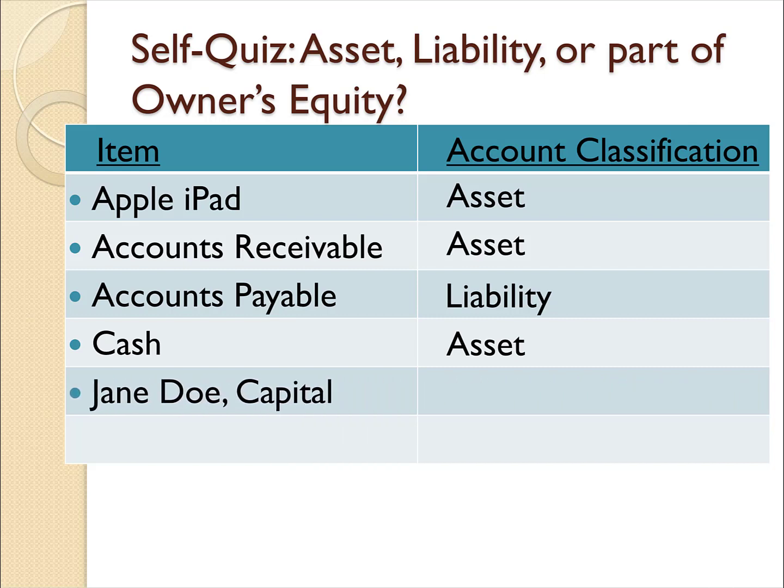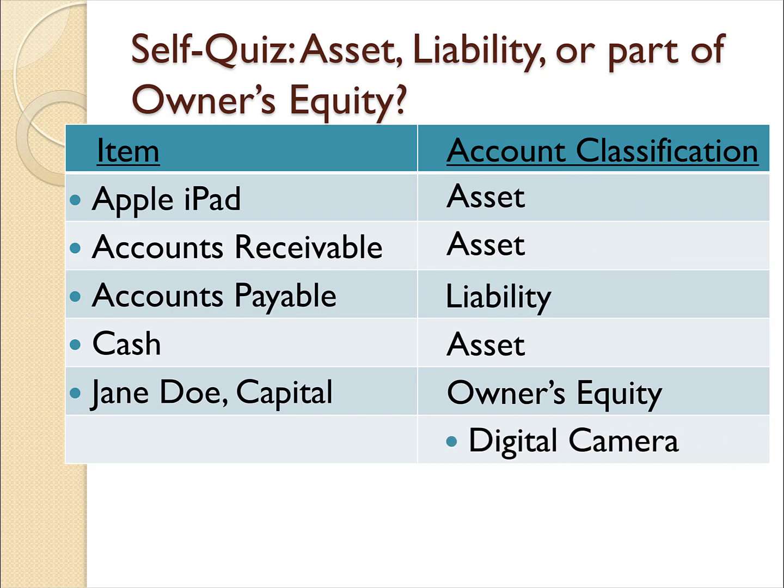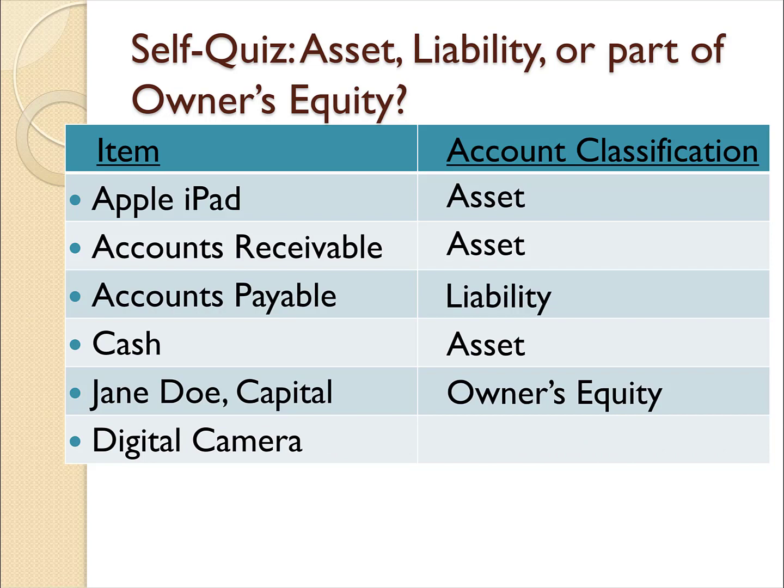And Jane Doe, comma, capital. So what do you call this Jane Doe capital account? Is it part of liability, asset, or owner's equity? That's the owner's equity account called capital. And Jane Doe must be the owner. And then finally, if your company has a digital camera, that of course is an asset.